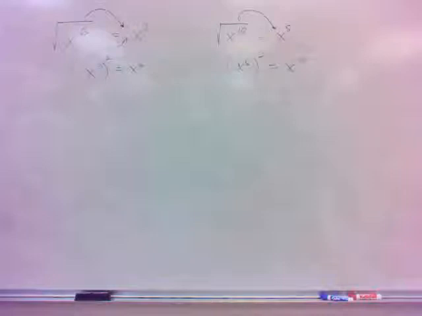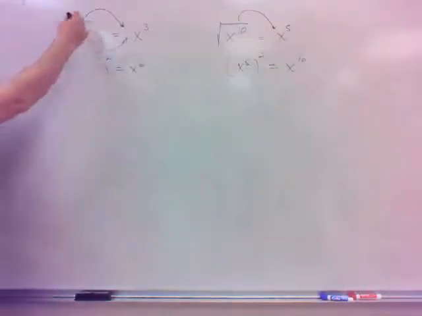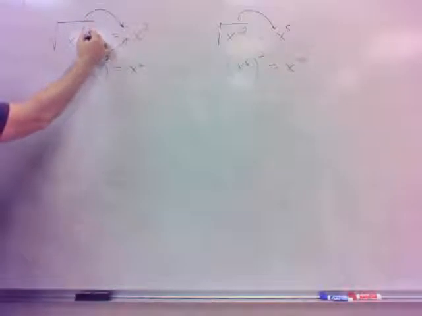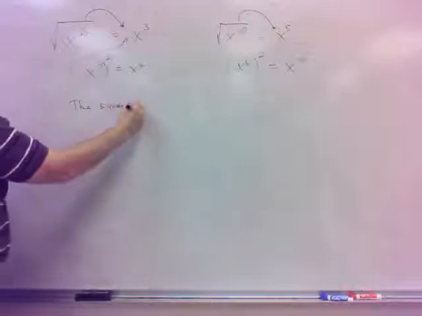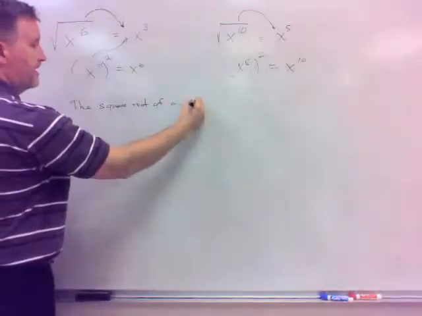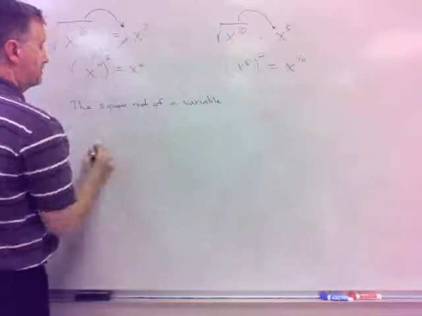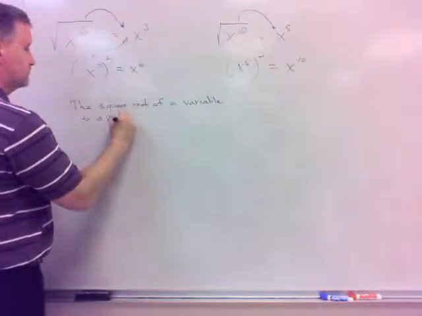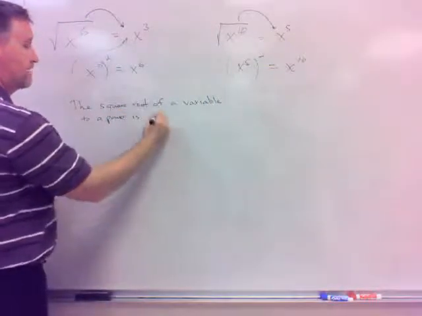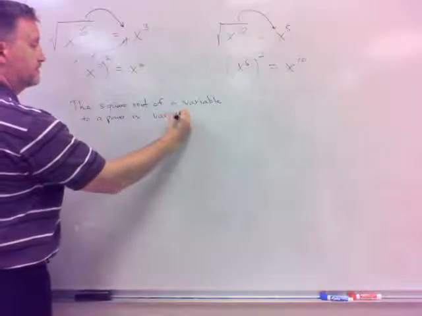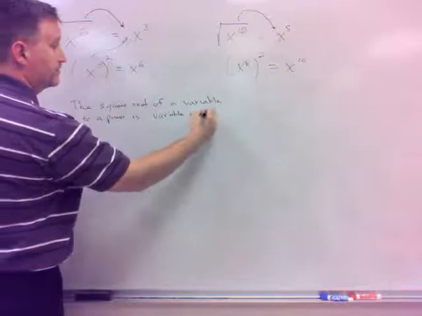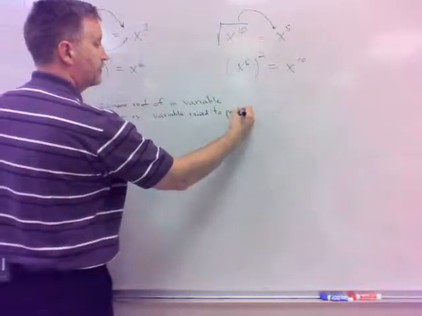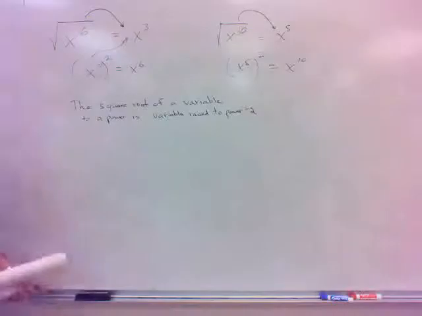That's what happens. I mean, you can go through this process every time if you want, but the pattern is: if you square root a variable to a power, the square root of a variable to a power is the variable raised to the power divided by 2. The power is halved, in other words.